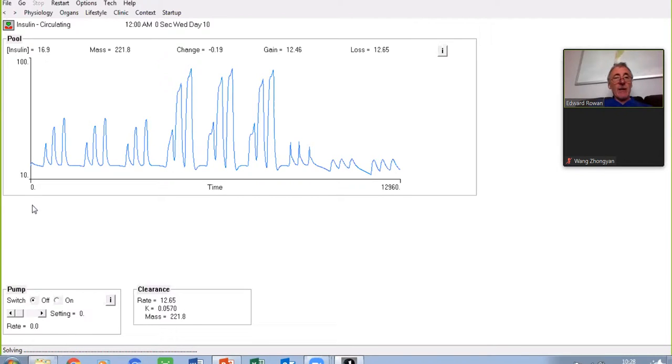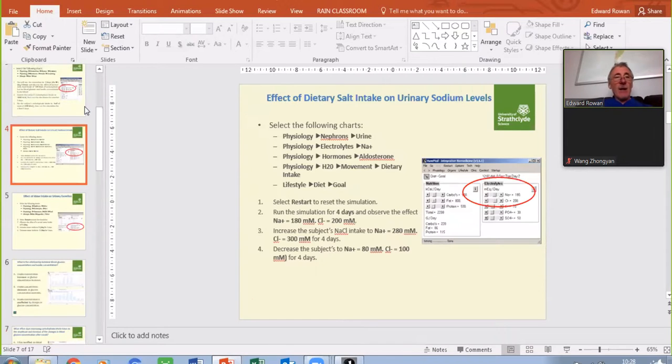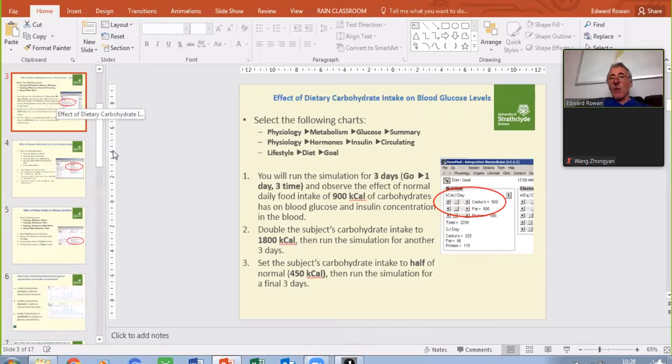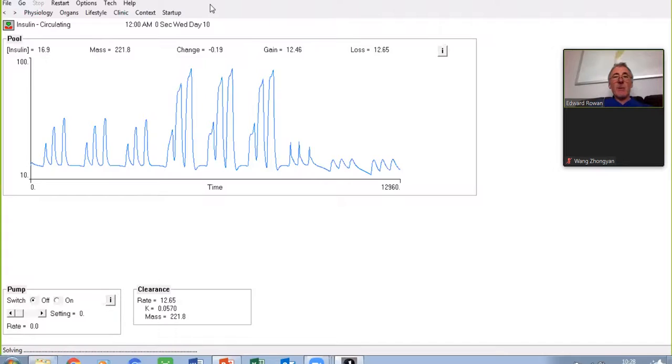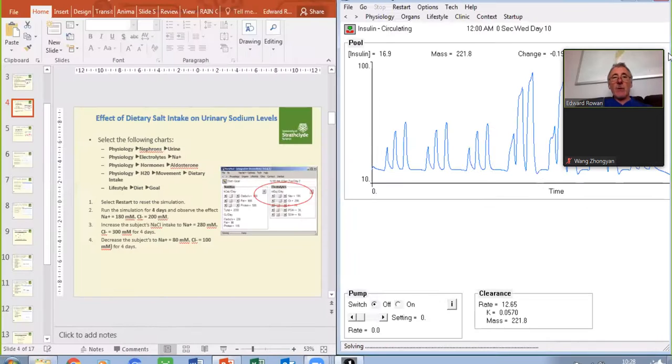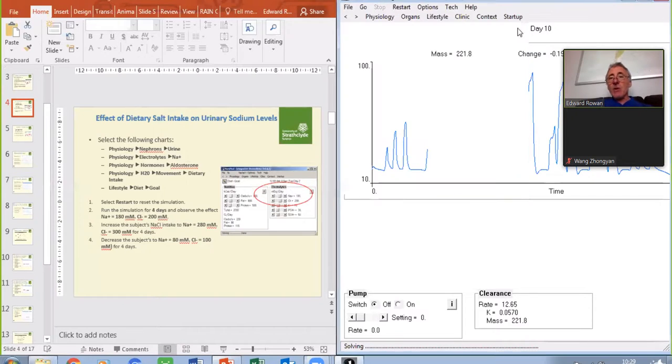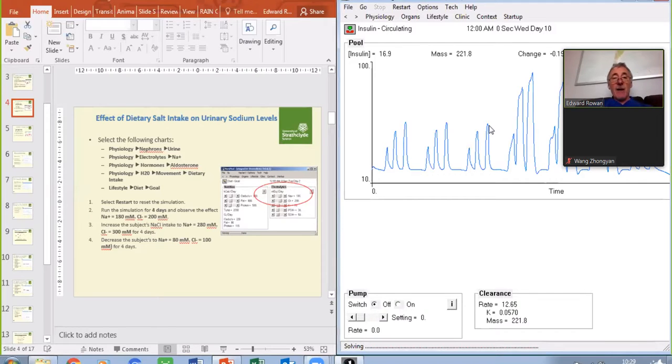And what we're going to go on and do next is look at the effect of dietary salt intake on urinary sodium levels. So I'm going to load this part, which is a little bit more complicated. I'll need to split my screen up a little bit. I picked up the wrong one. There we go. That's the one I want. Now, like I said, the absolute details of the graphs are not the important part. It's just that, hopefully, if you do stuff, you can learn stuff. So we'll do this here. Physiology.